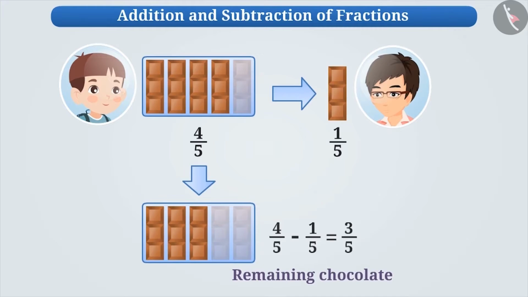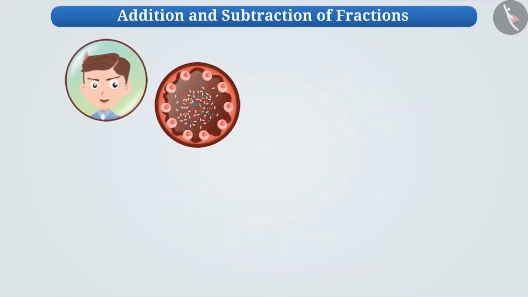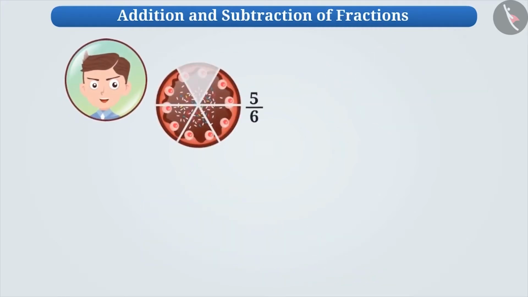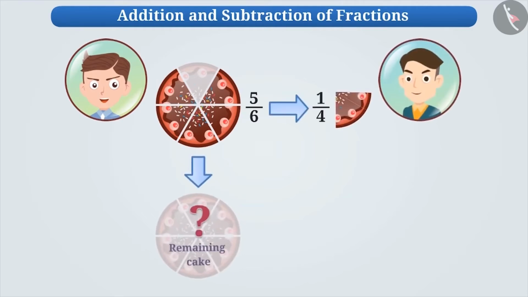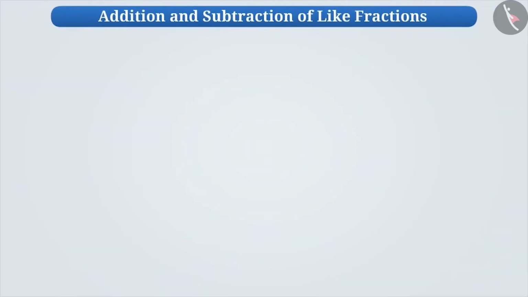Addition or subtraction of fractions is not always easy. Suppose Ramesh has 5 by 6 parts of a cake. If he wants to give 1/4 part of it to his friend, then to find out the remaining amount of cake, we need to subtract 1 by 4 from 5 by 6. To find the value of this, we need to know the rules of addition and subtraction of fractions. First, we will learn about the addition and subtraction of like fractions.